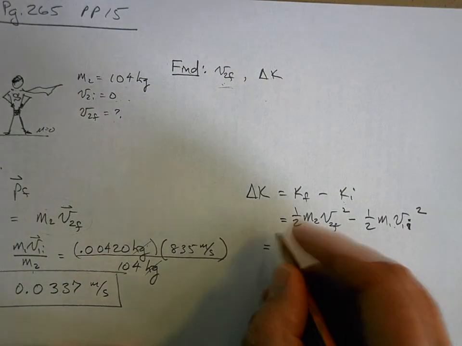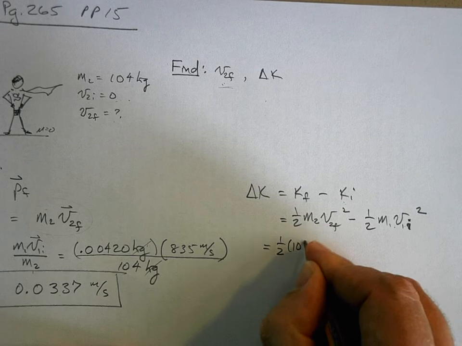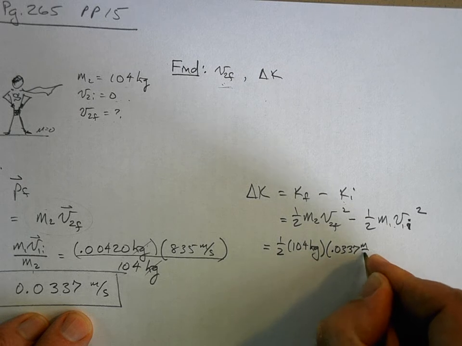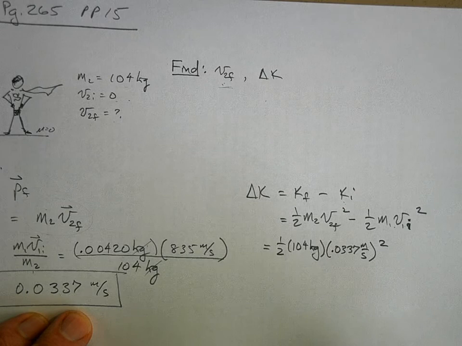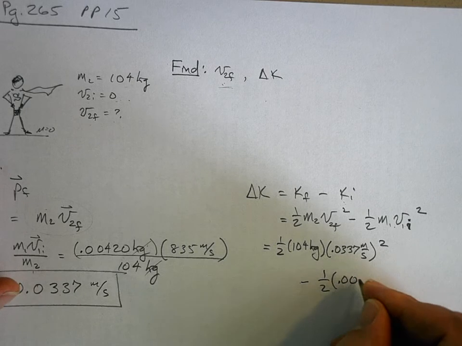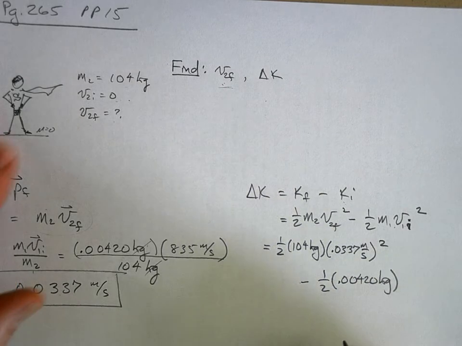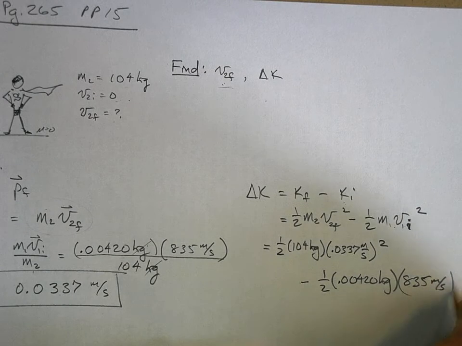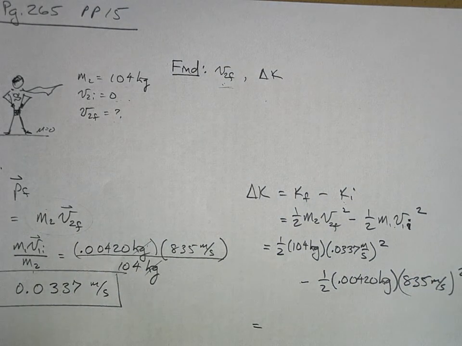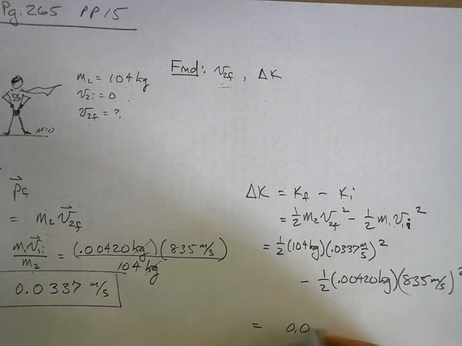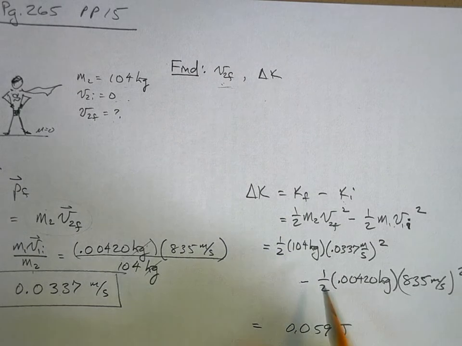Well, if I plug my values in, 1/2 M2. Superman has a mass of 104 kilograms. But look at this tiny velocity. And this tiny velocity gets squared. When you square something tiny, you get something even tinier. Minus 1/2, well, the bullet is pretty tiny. But let's look at this velocity. This initial velocity is huge. Now I got to get these. 0.5 times 104 times 0.0337 squared equals, oh my goodness, 0.059 joules. Almost nothing.